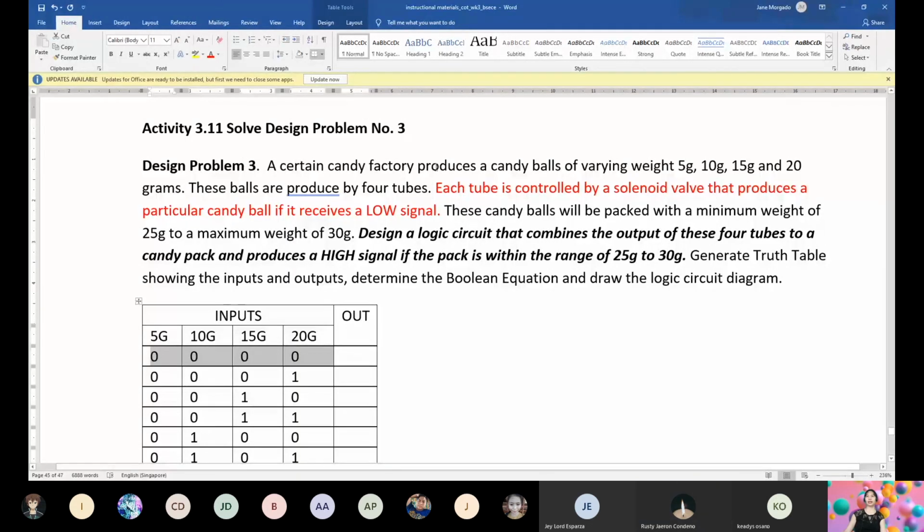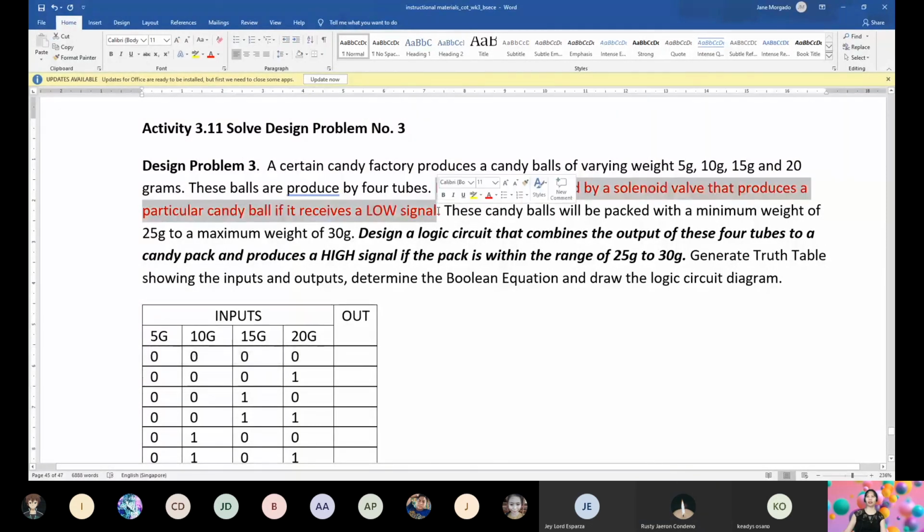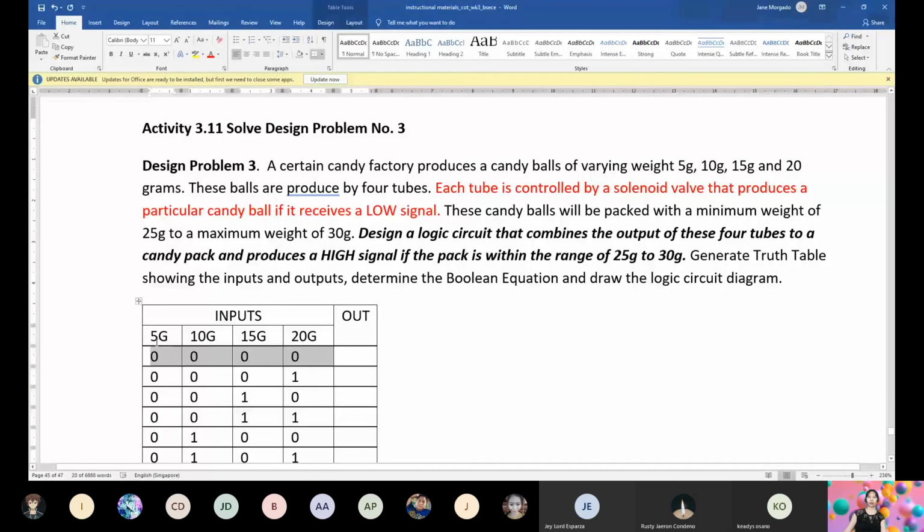Let's repeat. It says here, highlighted in red, each tube is controlled by a solenoid valve that produces a particular candy ball if it receives a low signal. When does it have an output? When it is 0. So when it is 0, what is your output? How many grams? 50 grams. So it produces 50 grams.